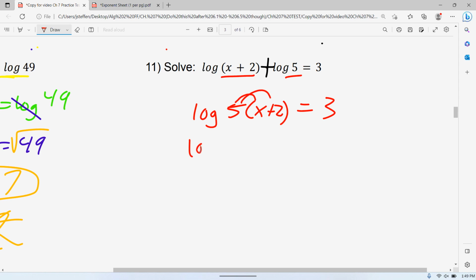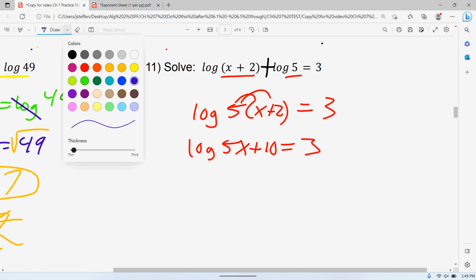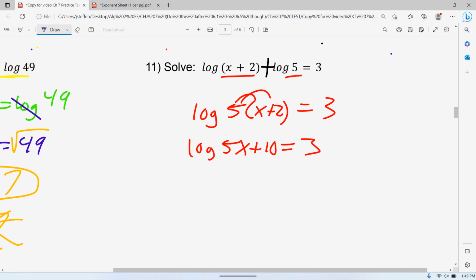So that 5x plus 10 is equal to 3. And this is where, 2 or 3 times where I get to this, people maybe made a mistake. Remember, this is log base 10. So remember, if you only have the log on one side, we're going to eventually put it in exponent form. So we only have the log on the left-hand side. So if we put that together, we have 10 raised to the third is equal to 5x plus 10.